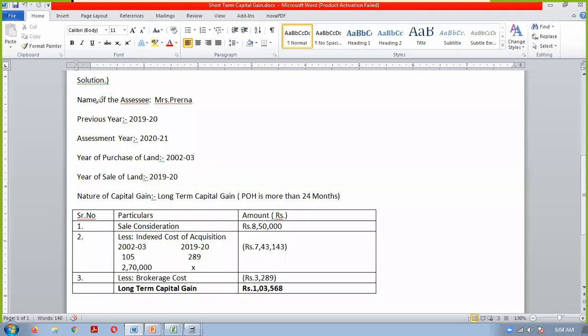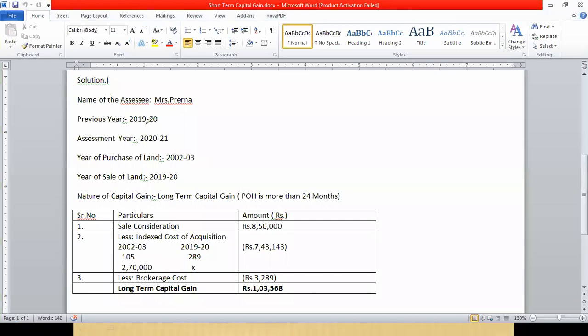These basic details you have to note down: name of the assessee, previous year, assessment year, year of purchase, year of sale. Nature of capital gain will be long-term capital gain because period of holding is more than 24 months. It is approximately 17 years. Sale consideration 8,50,000 is given in the question. Sale consideration is how much?